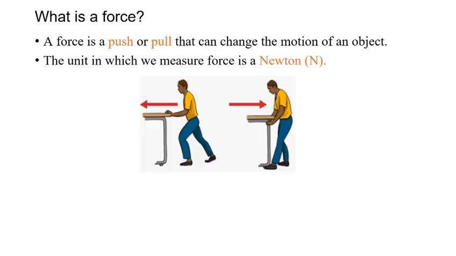Okay, learners, let us look at the following diagram. You will realize that there are two situations here. There is a gentleman pushing a desk on the left-hand side of the picture, and the gentleman is pulling the desk on the right-hand side of the picture. In both instances, the man is applying a force. On the left, he is applying a pushing force. On the right, he is applying a pulling force.